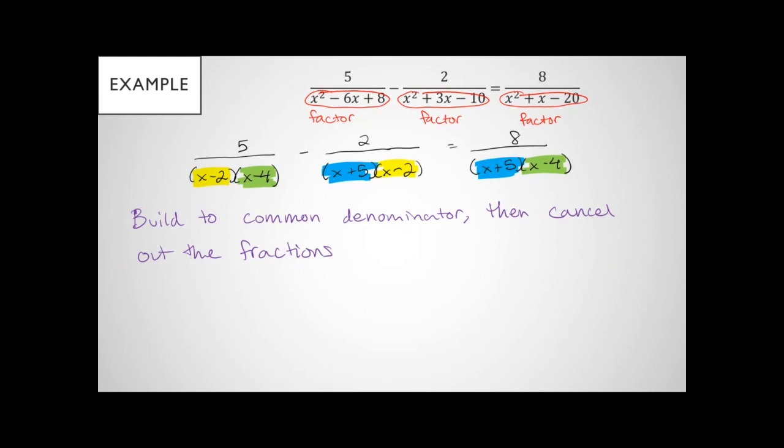So like the first fraction doesn't have the blue, so you'd be multiplying by x plus 5. The second one doesn't have green, so you'd be multiplying by x minus 4. And then the last one doesn't have yellow, so you'd be multiplying by x minus 2. And then the denominator itself is all wiped out, and then you have something that you can solve for x.